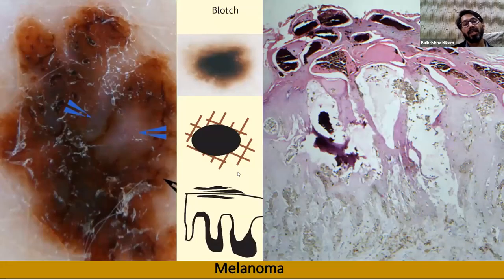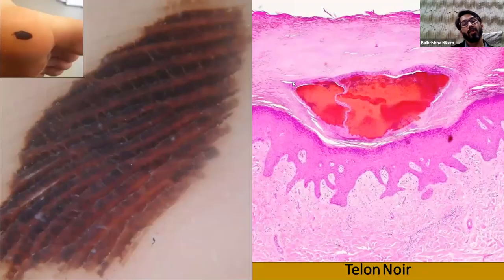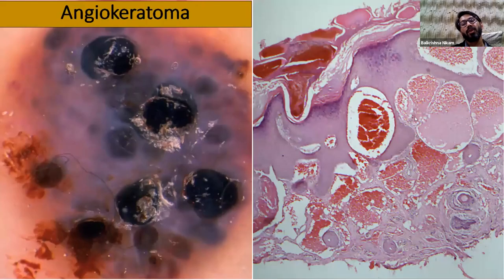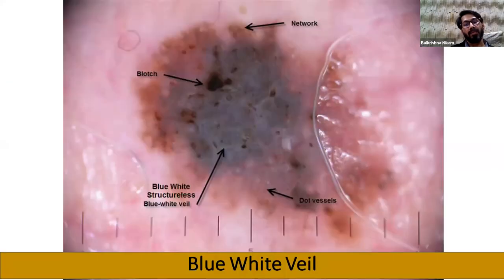Coming to the structureless areas, you see blotch and blue pigmentation. The black blotch is typically seen in melanoma, and this correlates with the collection of melanin in the superficial area, that is, the stratum corneum. While with the collection of melanin in the dermis, as in blue nevus, you will see the blue homogeneous pigmentation. But a similar blotch can be formed by blood collection in the stratum corneum, particularly in tennis toe or talon noir, and you will see similar blood collection in the stratum corneum and superficial dermis, leading to a black blotch or structureless area in angiokeratoma also.